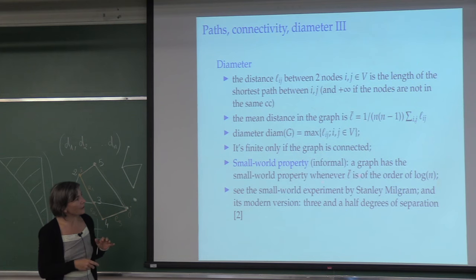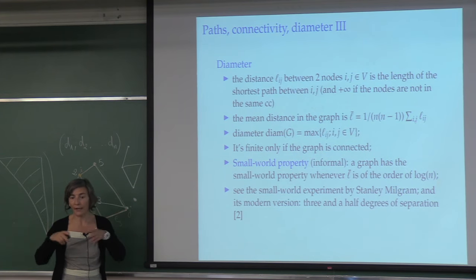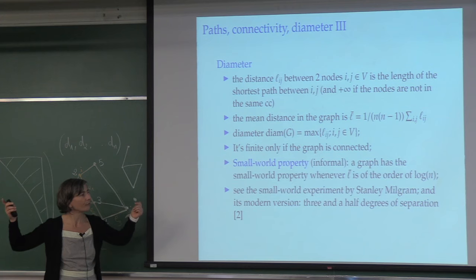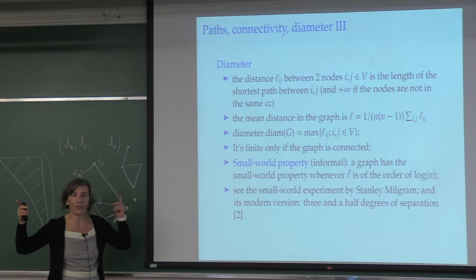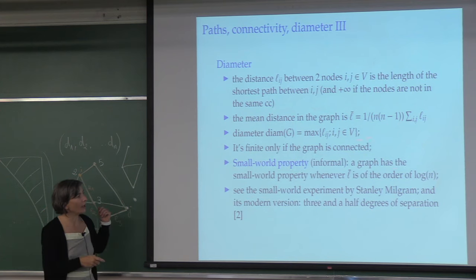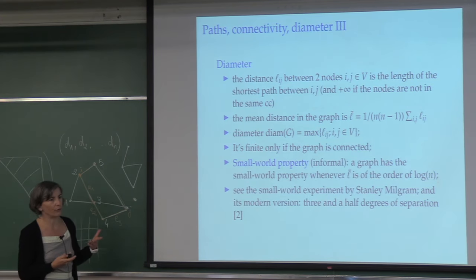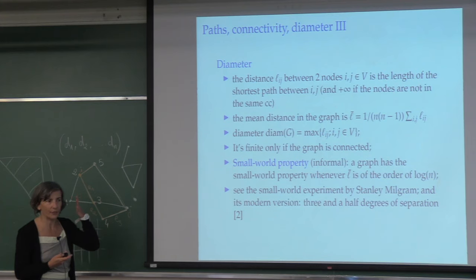And so it means that anytime you take two points at random in a very, very large graph, like the Facebook graph, if you want, anytime you take those two individuals at random in the Facebook graph, they are never separated by more than, say, 10 people. Never. That's really huge when you think of it, because n can be millions.